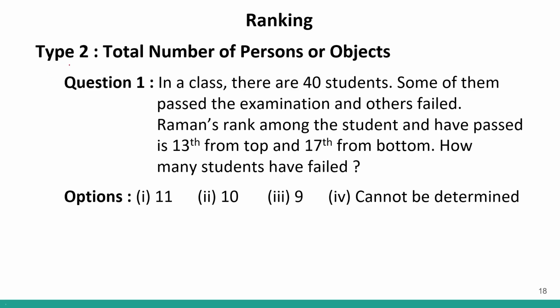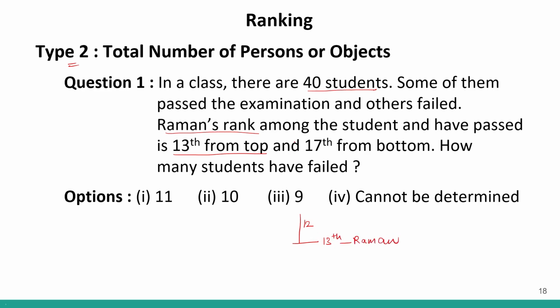Now, let us start with type 2, total number of persons or objects. In these types of questions, we have to find the total number of persons or objects. In a class, there are 40 students. Some of them passed the examination and some failed. Raman's rank among the students that have passed is 13th from the top. So there are 12 students in front of Raman, and at the 13th position we have Raman.